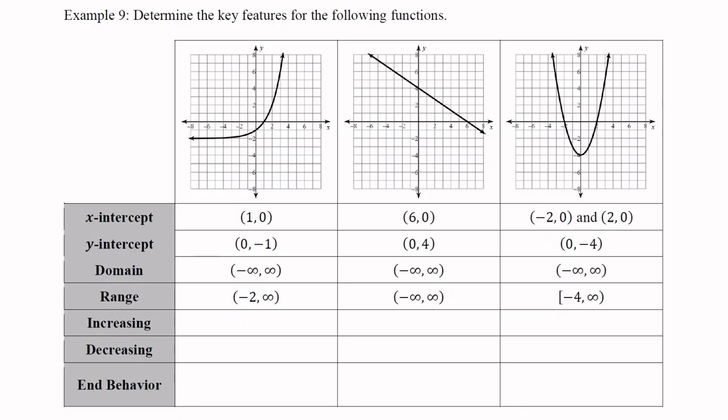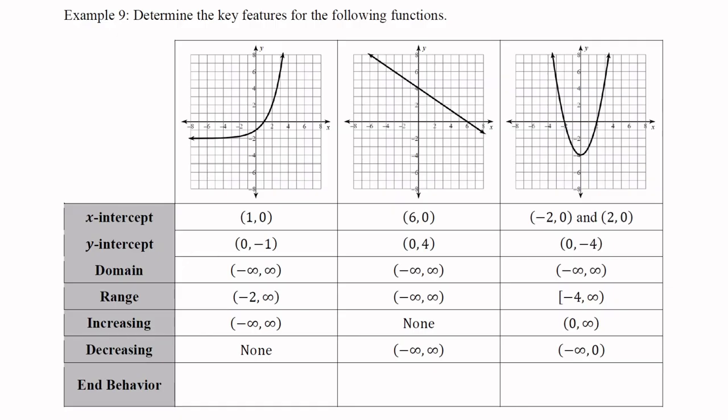For the exponential function, we are increasing from left to right, so negative infinity to positive infinity. We do not increase in the linear function, and only half of the parabola is increasing, and that is from 0 to infinity. For decreasing, since we're increasing everywhere in the exponential, we are not decreasing, but the linear function is decreasing the whole time, and the parabola is decreasing where it's not increasing, so from negative infinity to 0.